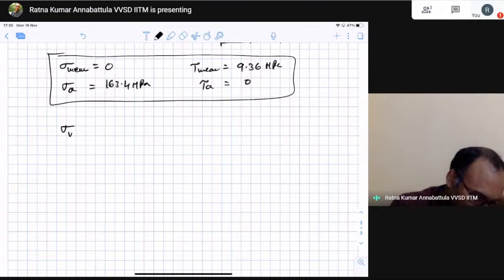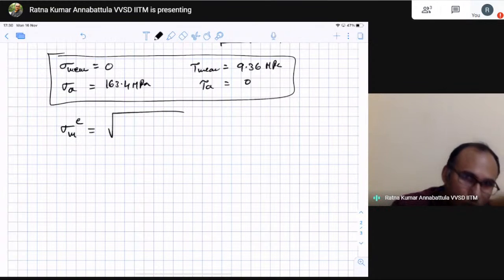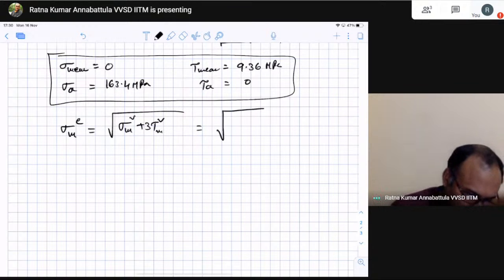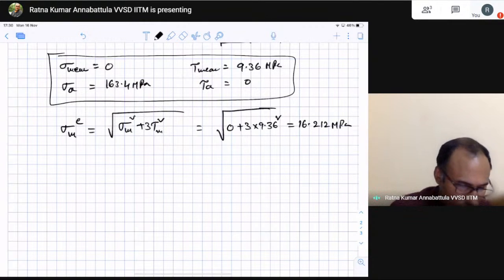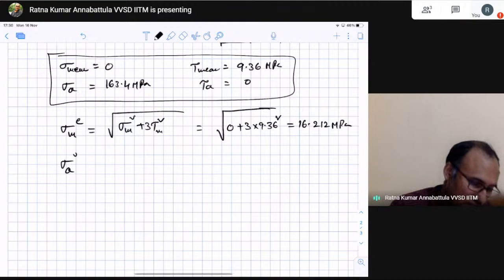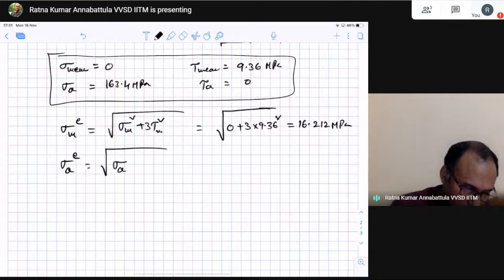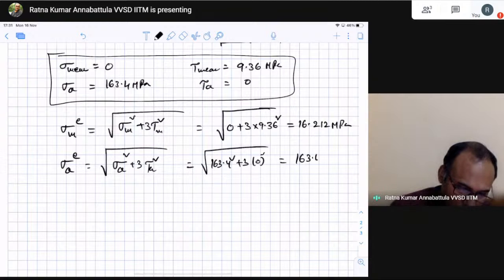So you need to calculate the equivalent mean stress, that is equal to square root of sigma m square plus 3 tau m square. What is sigma m? That is 0, plus 3 times tau m square, which is 9.36 square. That is basically root 3 times 9.36, which comes out to be 16.212 MPa. And the equivalent alternating stress is the square root of sigma a square plus 3 tau a square. Again, sigma a square is 163.4 square plus 3 times tau a, which is 0. Therefore, it becomes 163.4 MPa.